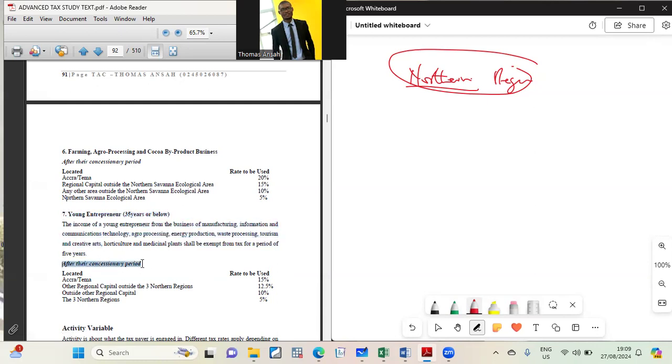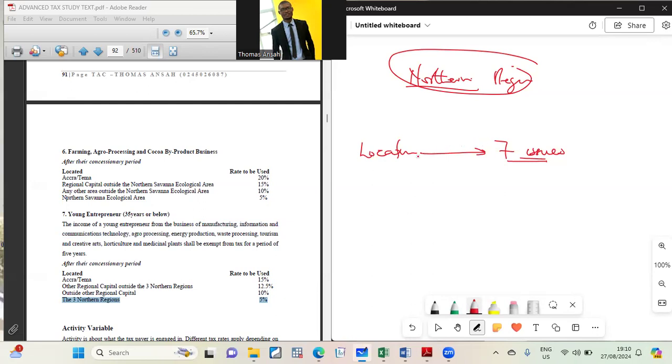And after your 5 years, if you are located in Accra, Tema, it's 15%. Other regional capitals outside the 3 northern regions, 12.5%. Any other place outside regional capitals, 10%. And if you are in the 3 northern regions, 5%. So this is location incentive. In the location incentive, I have looked at 7 issues. So try and remember most of them.